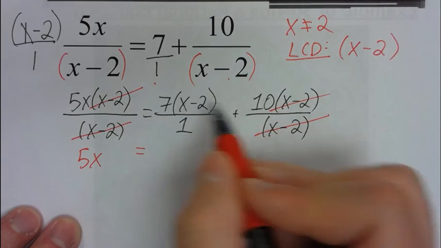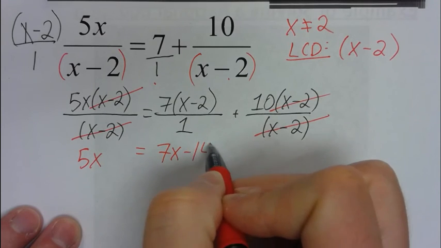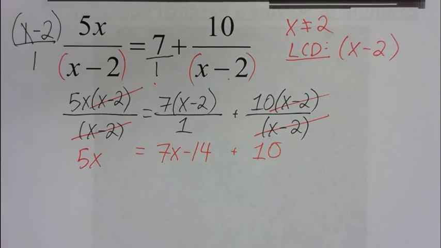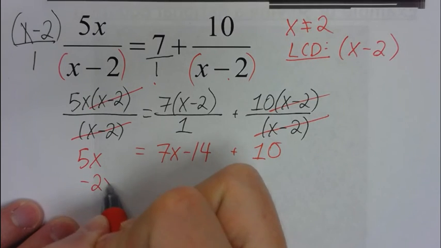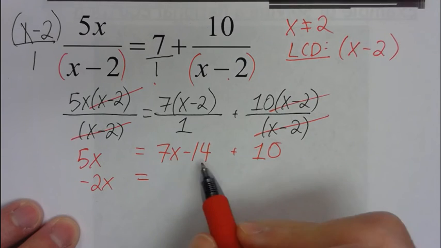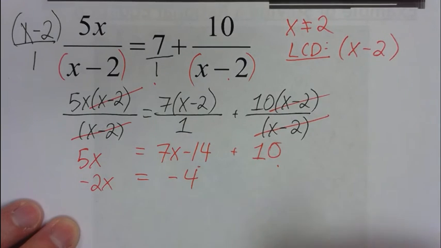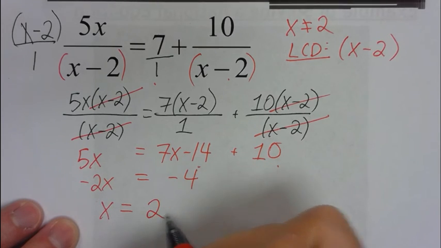We have 7 times x minus 2, which is 7x minus 14, and then a plus 10 on the end. If we do some solving here, subtract 7x from both sides, we get negative 2x on the left, and then negative 14 plus 10 is negative 4. If we divide by negative 2, we get our answer is 2.